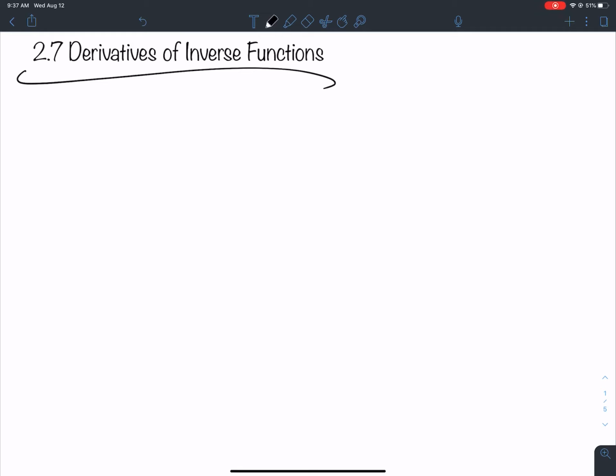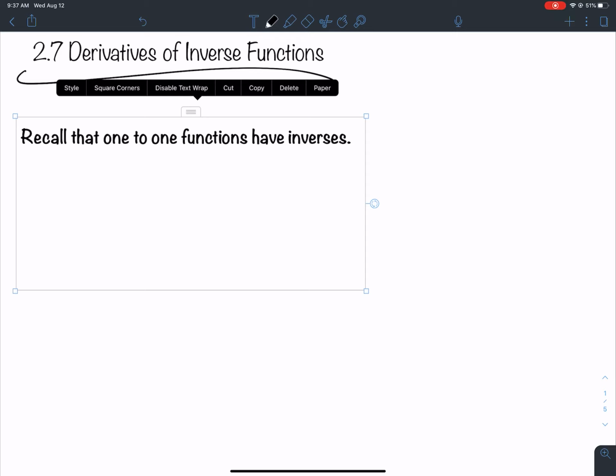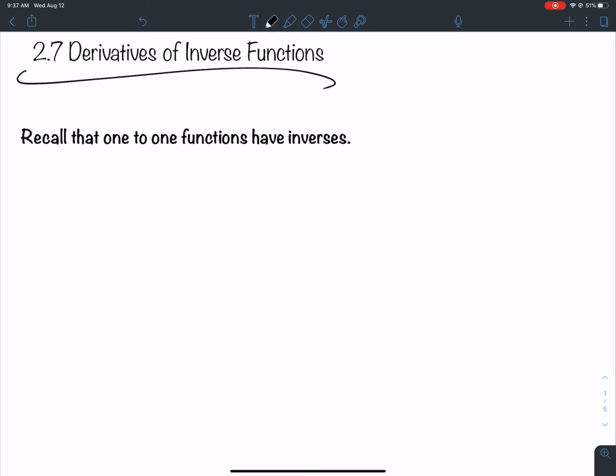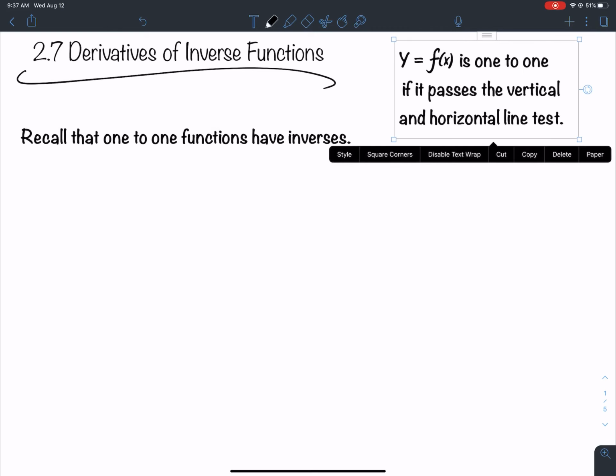So in this video, we're going to talk about derivatives of inverse functions. But before we do that, we're going to make sure that we understand what an inverse function is. So recall that one-to-one functions have inverses. So we need to first know that the inverse actually exists, right?